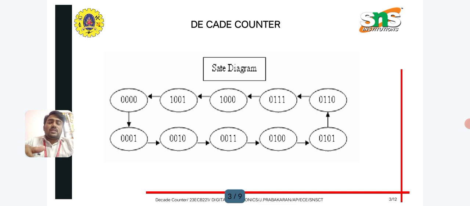After 1001, the counter resets to 0000. The application of the state diagram is that it helps design and analyze the logic required for implementing a decade counter using flip-flops and combinational logic circuits. It ensures that the counter cycles through exactly 10 states before resetting, as required in applications like digital clocks, event counters and frequency dividers.